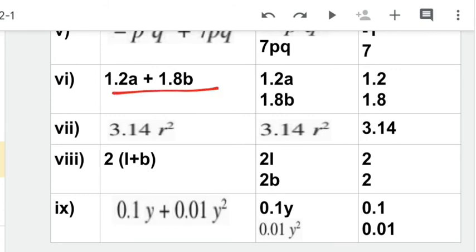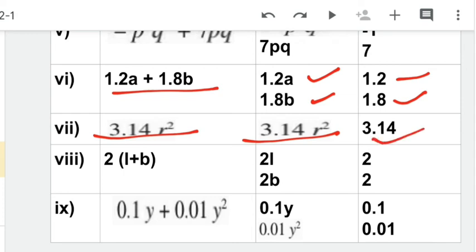Now you can see the other parts. In 1.2a the numerical coefficient is 1.2. In 1.8b the numerical coefficient is 1.8. And in this expression we have only one term and its numerical coefficient is 3.14.